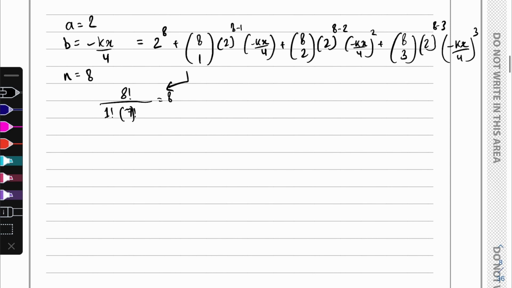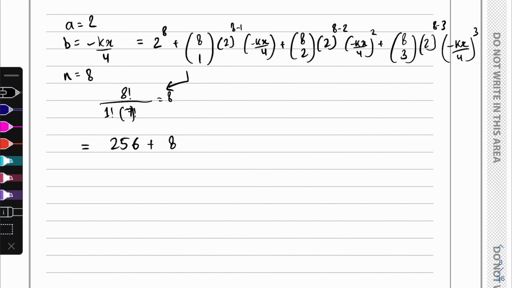Alright, now let's work this out. So 2 to the power 8 in the calculator gives us 256. And then 8C1 is 8. 2 to the power of 8 minus 1, which is 7, gives us 128. Multiplied by minus kx over 4.